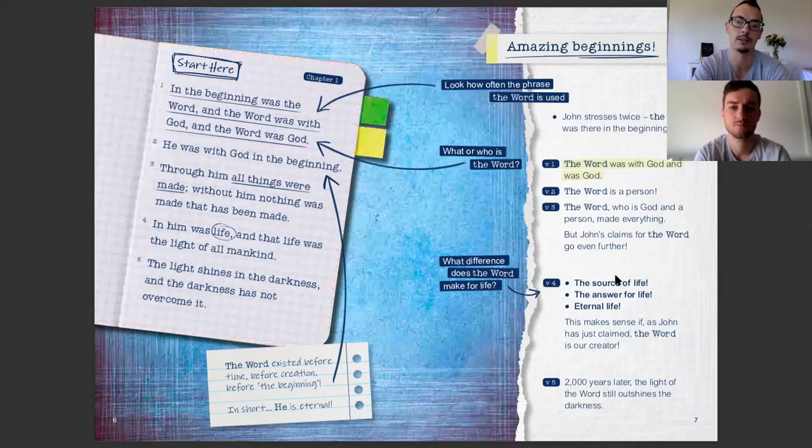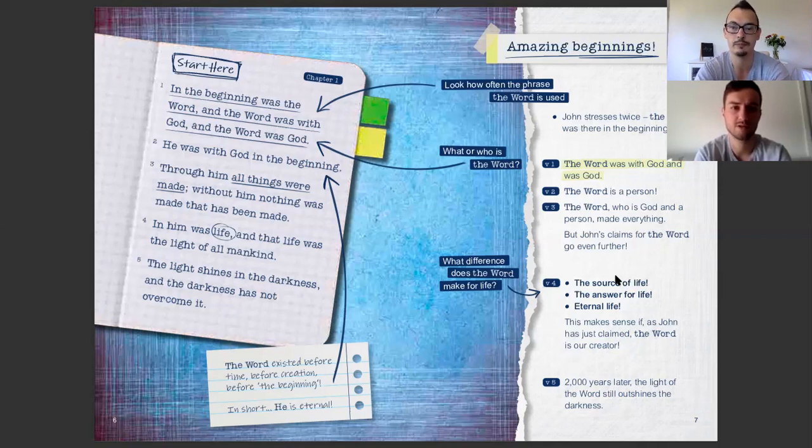And that last sentence, 2,000 years later, the light of the Word still outshines the darkness. Even today, there are more people who claim the name of Christian than at any other time in history. So that's the first page. I've stepped us through it. Pat, any questions or comments that you might have before we turn the page and keep going?